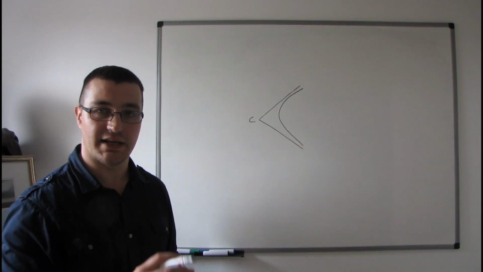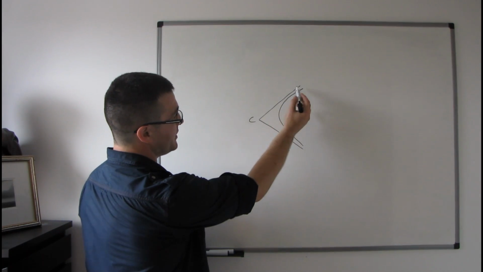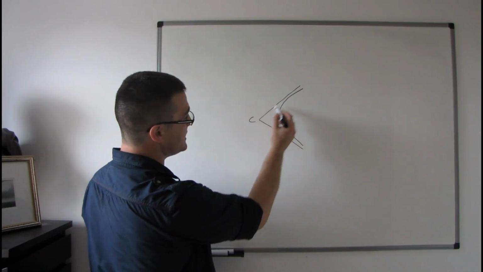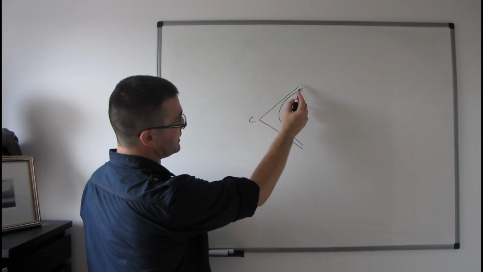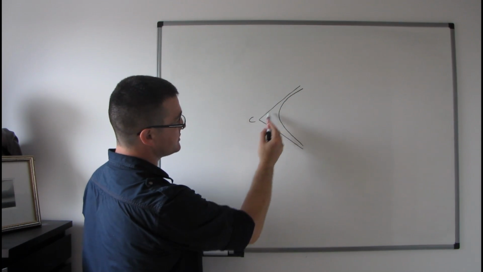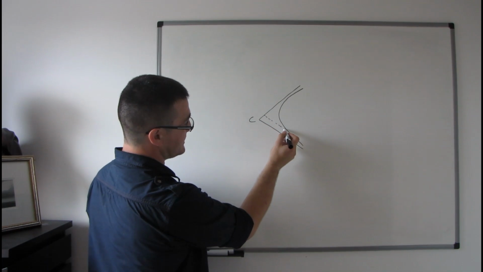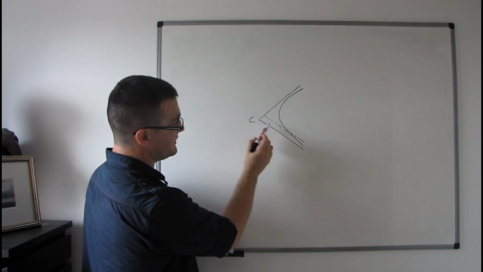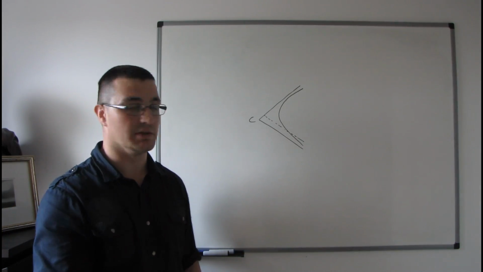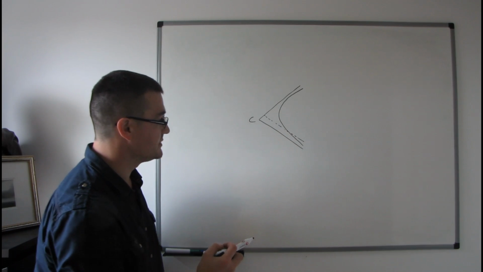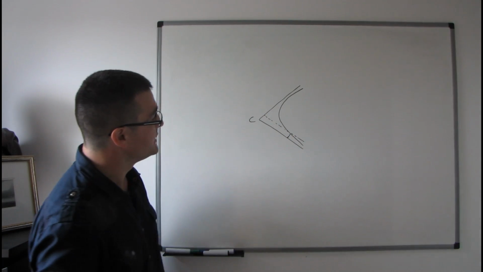Proposition 35 is slightly different though, because what it says is if I choose a point on this asymptote here, so we're just looking at one branch of the hyperbola here, choose a point on the asymptote that is not C, and draw a line parallel to the second asymptote, then this line must intersect the hyperbola at a unique point. So it's just got one point of intersection, so here, for example.